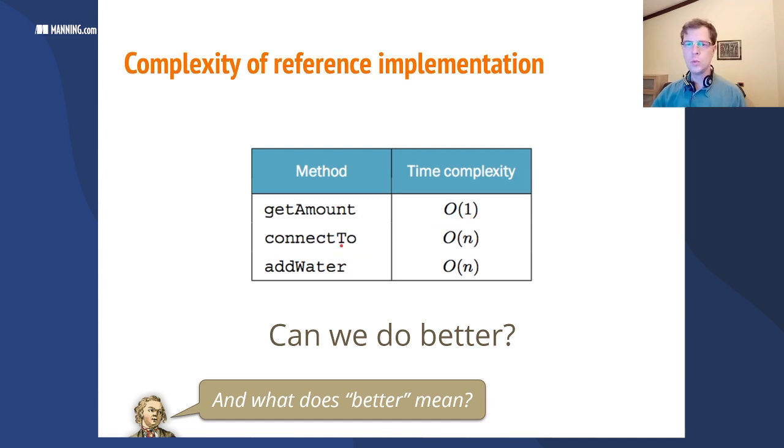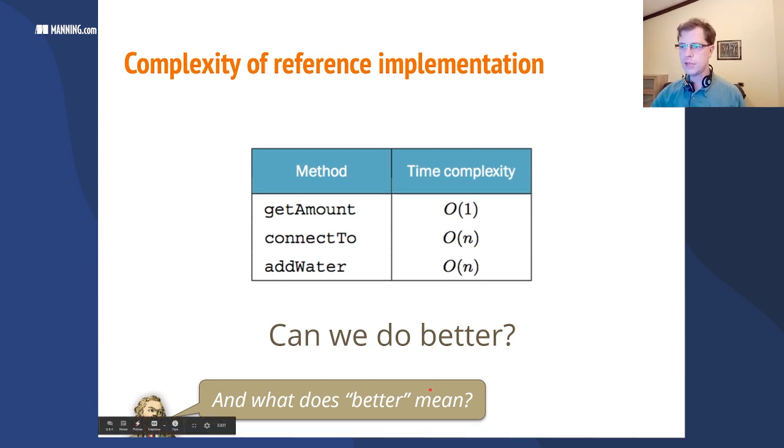On the other hand, connectTo, which we've seen the code of, contains a couple of loops over all containers in the first group, in the second group, in the merged group. Therefore, its time complexity is linear. It's proportional to the number of containers that are connected to this one, or more precisely to the number of containers that belong to the two groups that I'm connecting. And this we can write briefly as O of n, as linear. And finally, addWater. When you add water, you also have to distribute it among all containers. So the addWater method will also contain a loop over all containers that are connected to this one. So it's also linear. Question is, can we do better?